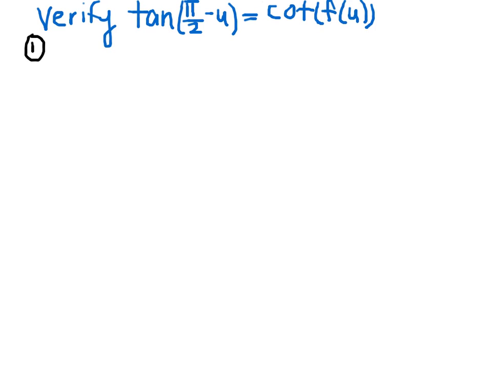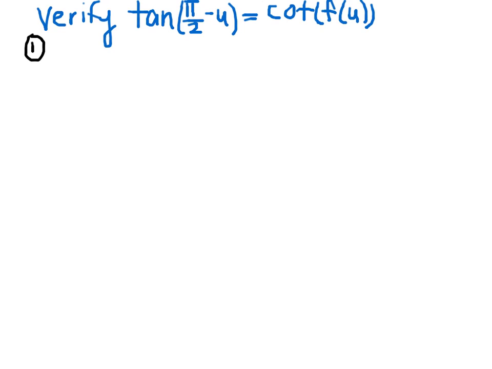Okay, this is problem number 1. It says verify tangent of pi over 2 minus u equals cotangent of f of u. And with these verifying problems, the first thing we want to see is which side do we want to work with. You want to work with the more complicated side, the side that has more things to do with it. So it's going to be the left side. So we're going to work with the left side.